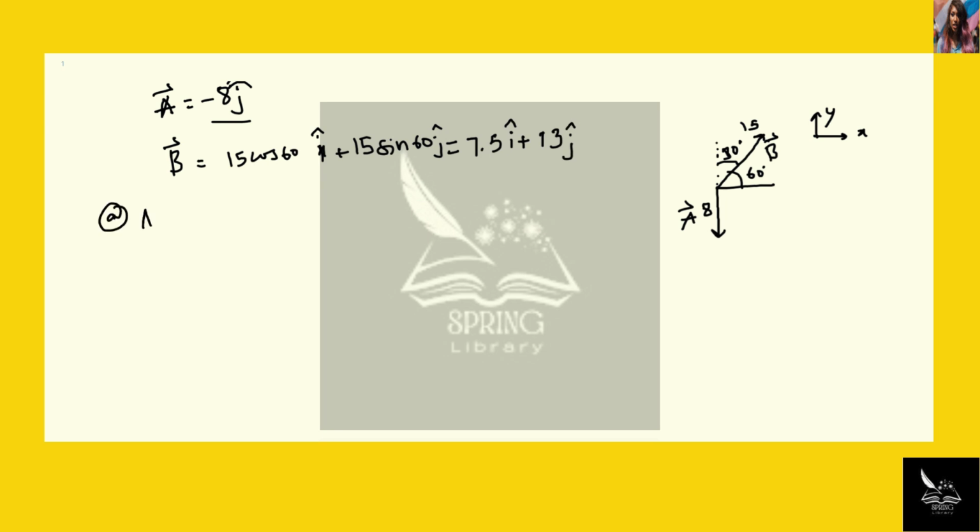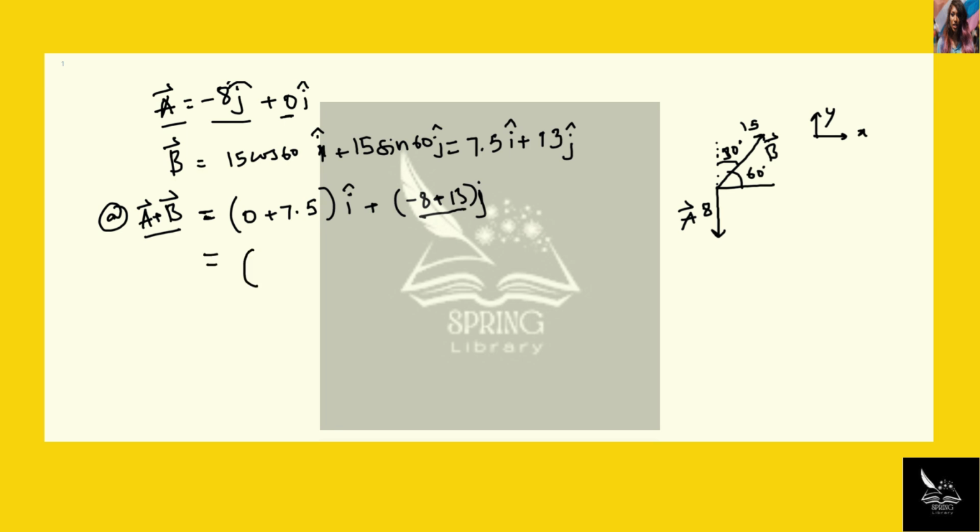Now, for part A, we need to find A plus B. When we add two vectors, we add their individual components separately. Because A is just minus 8 j, we can write it as plus 0 i cap, that is, its x component is 0. Hence, by adding their two x components, we get 0 plus 7.5 i cap plus minus 8 plus 13 j cap, because these two are the y components of A and B.